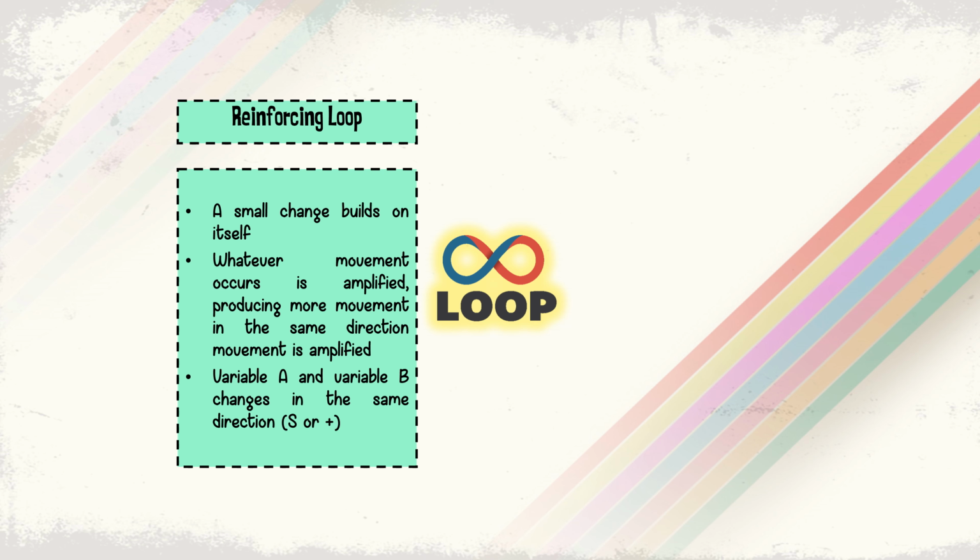Reinforcing loop generates exponential growth or collapse. So it can be constructive or destructive. Whatever movement occurs is amplified, producing more movement in the same direction. Let's say you have variable A and variable B. These two variables change in the same direction, either increase or decrease. So it is denoted by S or plus symbol.